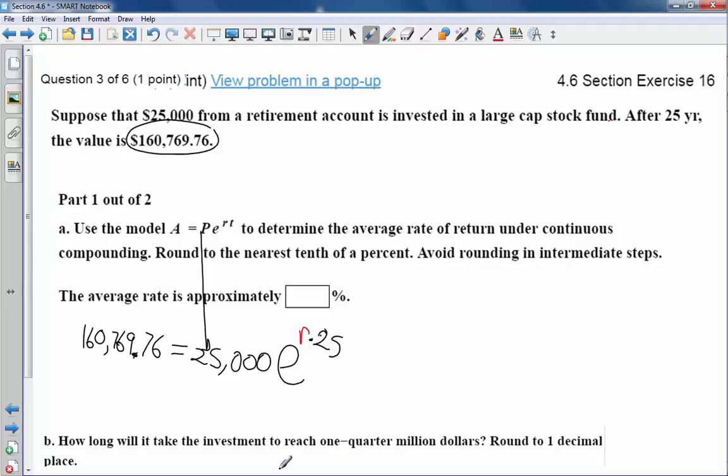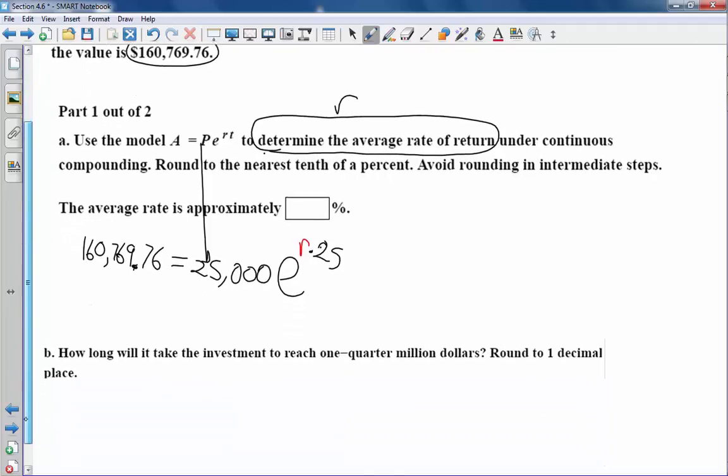Before even reading part A, I discovered what is asked in this question, but I just want to make sure. It says, use the continuous compounding formula, A equals PERT, to determine the average rate of return. Find average rate of return means R, I already knew it. R rounded to the nearest tenth and avoid rounding in intermediate steps. Again, do not compute logarithms or divisions in intermediate steps, because if you start rounding off earlier, that rounding is going to pile up and give you a bigger error. You may not hit the correct answer. So do all calculations at the very end and compute that rate.